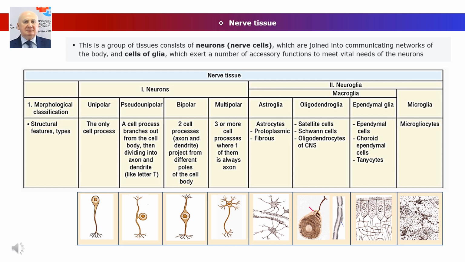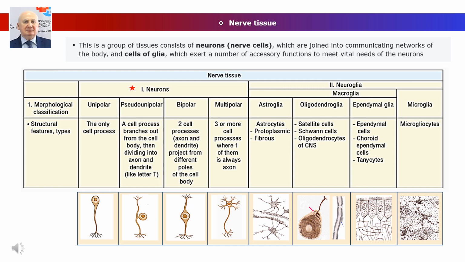Studying the features of the microscopic structure of nerve tissue, let's start with neurons, the main cells of this tissue group, determining its specificity and role in the organism. Neurons or neurocytes are cells that are intended to generate and conduct excitation. They are integrated into communicative networks. Neurons include the nerve cell body and cell processes.